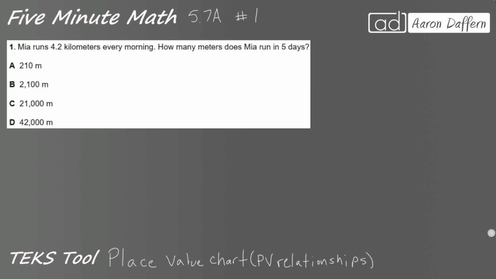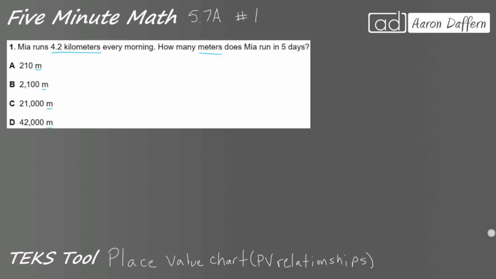So we need to do two steps here, but hopefully you notice before we just plunge right into it, they give us one unit, 4.2 kilometers. You can say it either way. And then they're asking for the answer in meters. Notice all of our answers are in meters as opposed to kilometers. So we're going to have to do some conversions there, and that's where this place value chart is going to be helpful.